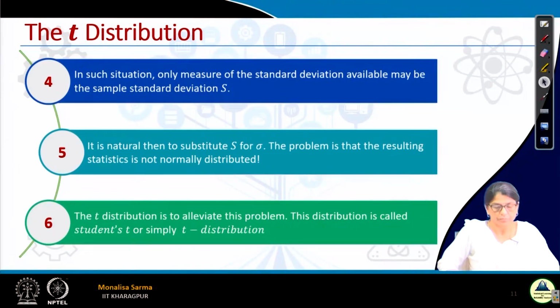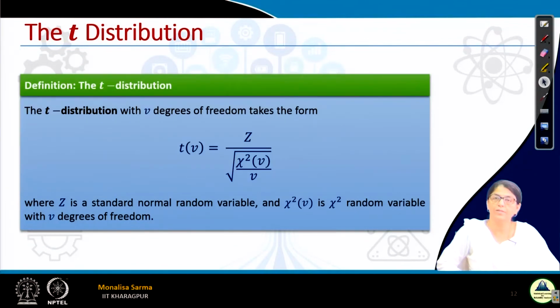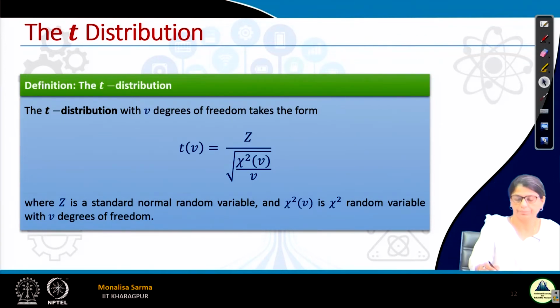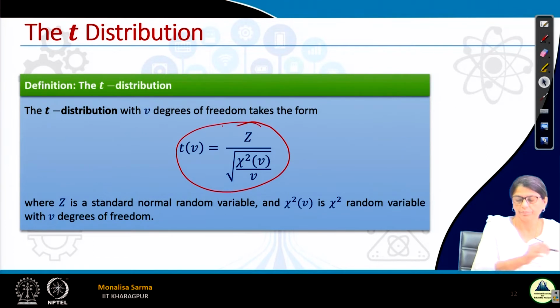Now what is the t distribution? For any distribution we need to know its PDF, the probability distribution function. If it is continuous, then the probability density function, whatever it is, we need to know that, right? So this is the PDF of the t distribution. Here also there is only one parameter, the degrees of freedom. The t distribution with v degrees of freedom takes z divided by the square root of chi-square with v degrees of freedom divided by the degrees of freedom. That is the PDF of the t distribution.